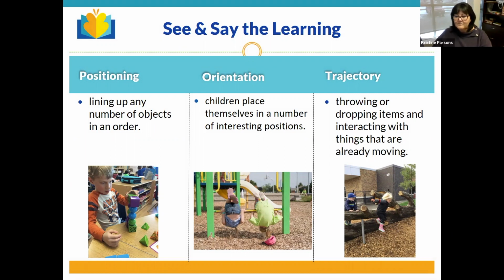Here are just a few examples of schemas in action. In the first picture, we see representation of positioning. Positioning can involve lining up toy cars, standing the plastic dinosaurs all in a line, or placing any number of objects in an order. In the second picture, we see representation of orientation. To understand the world from many points of view, children will play with the concept of orientation and place themselves in any number of interesting positions. The experience of hanging upside down is very useful in brain development.